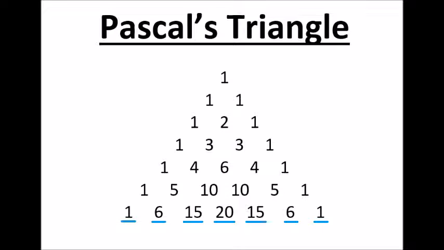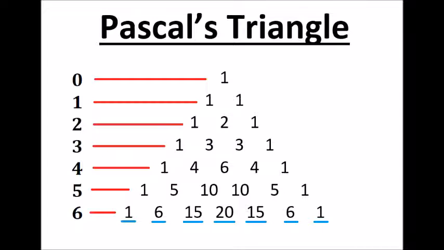Notice the base of this triangle. These are the same coefficients we just saw underlined in blue. The pattern continues indefinitely, but I've stopped it at this row for our particular example. Starting with 0 at the top, each row of the triangle can be numbered. In our case, we are working with the 6th row. In other notation, n equals 6. Why is that important?